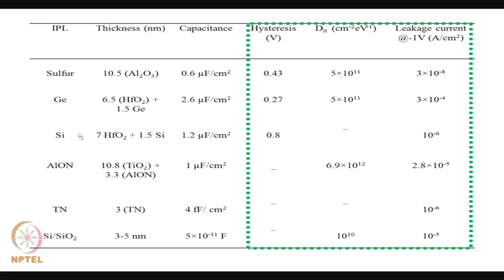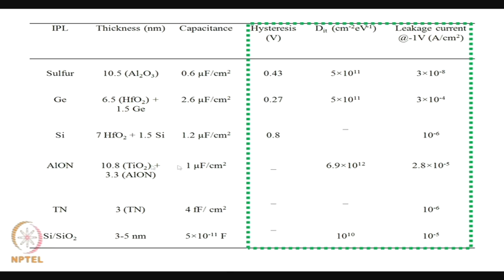Then if we use a silicon layer, this silicon passivation means you take a gallium arsenide wafer on which you deposit 1.5 nanometer silicon and then 7 nanometer hafnium oxide. With that structure, the leakage current is 10 to the power minus 6 ampere per centimeter square and hysteresis is 0.8. So, this is not a solution because we see that both the hysteresis and the leakage current have increased so far as the sulfur treatment is concerned.